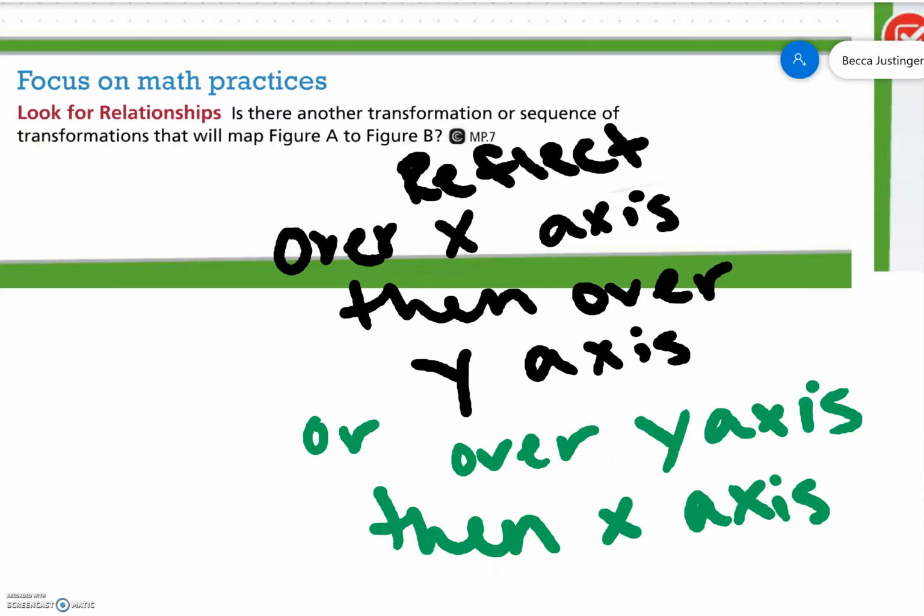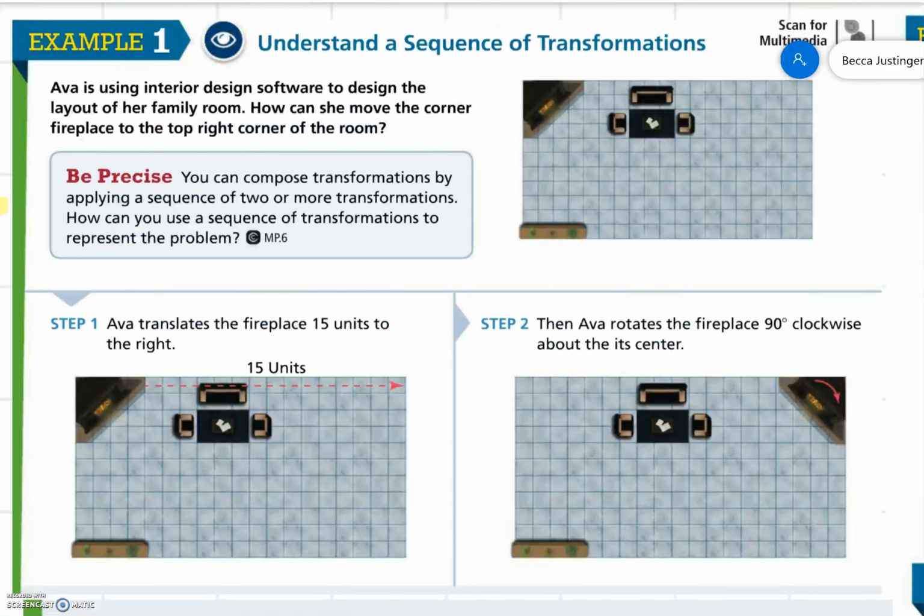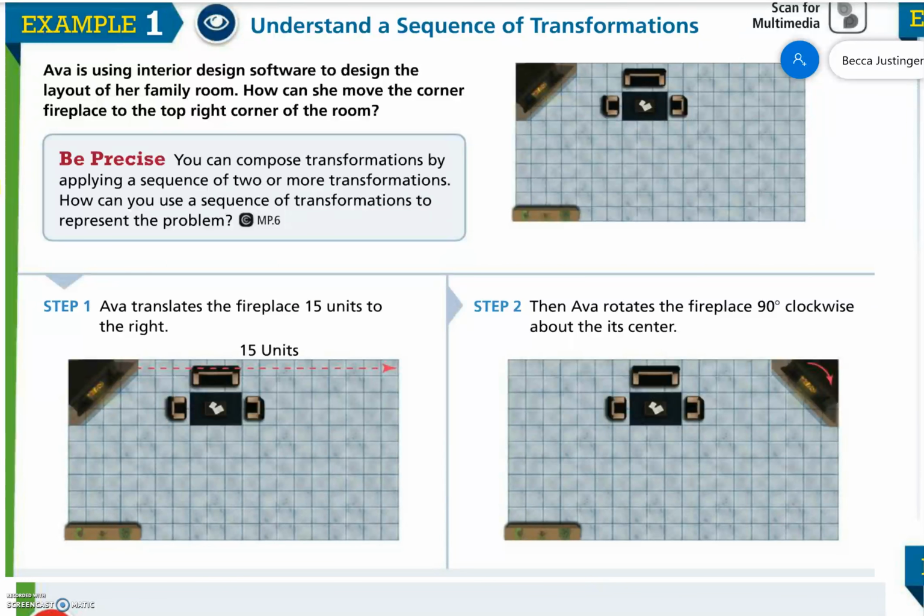All right, example number 1. These people with the architect. Understand a sequence of transformations. Ava is using an interior design software to design the layout of her family room. How can she move the corner fireplace to the top right corner of the room? So here's the fireplace. She wants it over here. So she's going to move it 15 units to the right.